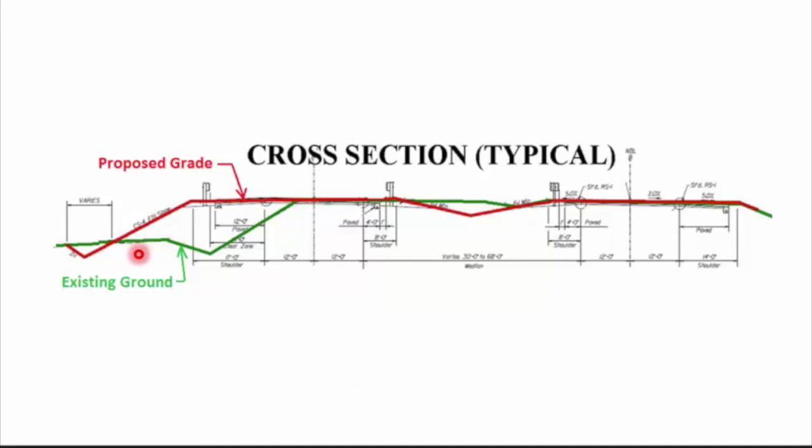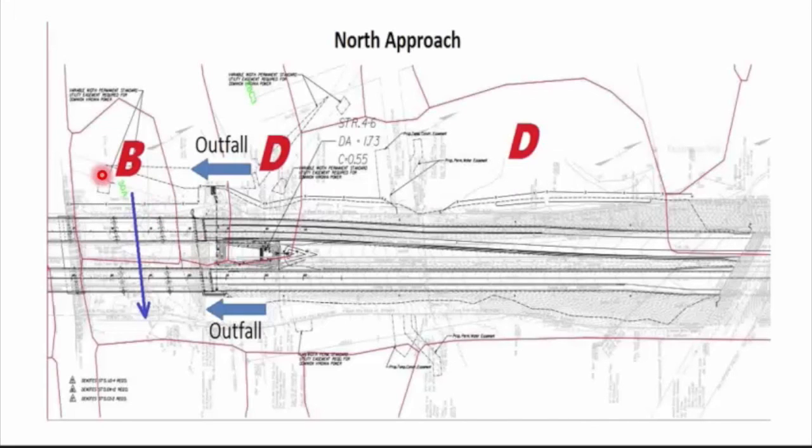Here's a typical cross-section for the project. The green line shows the existing ground level, and the red line shows the proposed grade. The soil hydrologic groups for the site are mainly B and D soils.